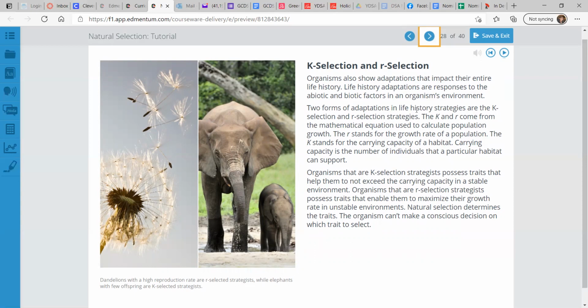Organisms that are K selection strategists possess traits that help them to not exceed the carrying capacity in a stable environment. Organisms that are R selection strategists possess traits that enable them to maximize their growth rate in unstable environments. Natural selection determines the traits. The organism can't make a conscious decision on which trait to select.